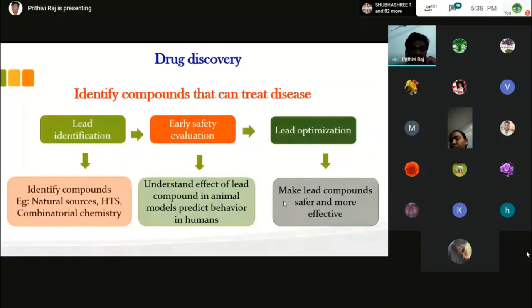The second one is early safety evaluation. You have to understand the effect of a lead compound, whether in animal models or in human models. This is called a preclinical assay. If you say it is a good drug for human consumption, you have to confirm your lead compound or drug in animal models or human models.